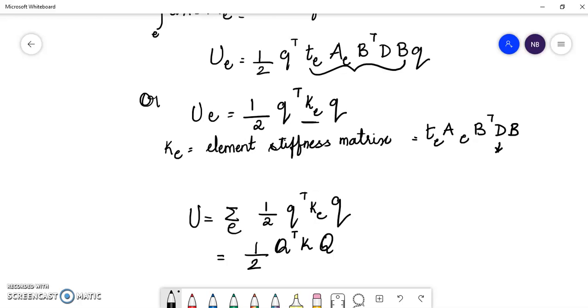In the next lecture, we shall see how to find out the force terms for a CST.